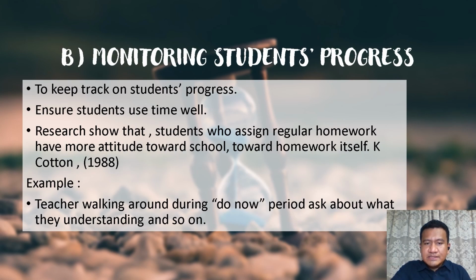Next is monitoring student progress. It is more about keeping track of student progress and ensuring students use time well. Research shows, by Cotton 1988, that students who are assigned regular homework have a more positive attitude towards school and towards homework itself. An example of monitoring student progress is the teacher walking around during the do now period and asking what they understand and so on.